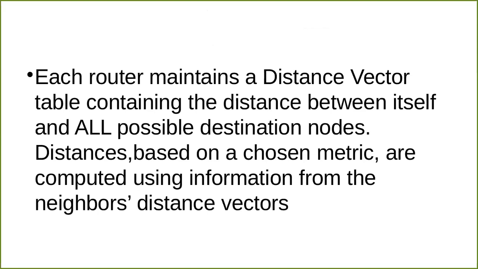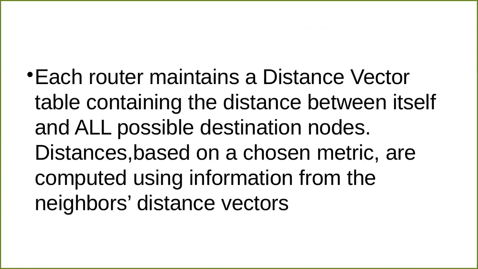We can use other metrics also, like the number of hops, the latency, the congestion in the network. These are some of the metrics that we can use in order to perform the routing algorithm. But the distance vector algorithm uses the metric distance in order to find the shortest path to the destination. So over here, how does this particular algorithm work?